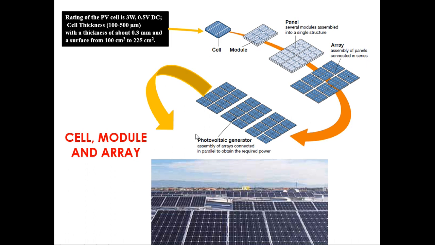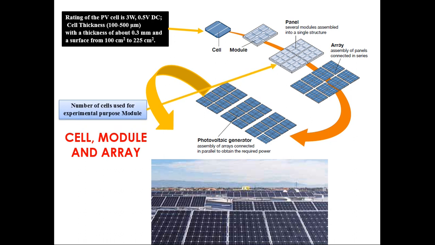Talking about the typical rating of the cell, it is 3 watt and 0.5 volt DC. Then we have the cell thickness. Thickness is very important because it's a bulk material. It is 100 to 500 micrometer, with a thickness of about 0.3 mm and a surface of 100 centimeter square to 225 centimeter square. I repeat, this is the rating of the cell.